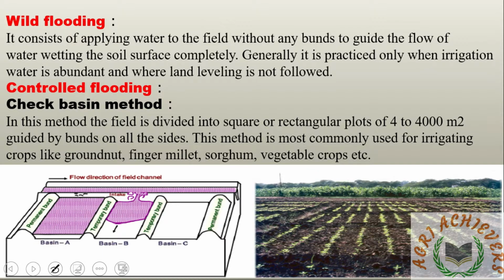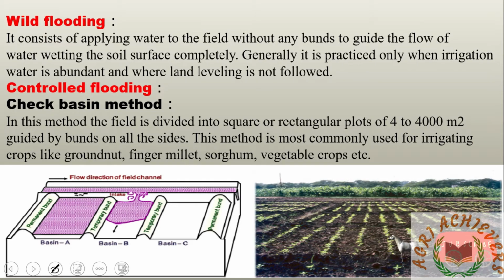Wild flooding. It consists of applying water to the field without any bunds to guide the flow of water, wetting the soil surface completely. Generally, it is practiced only when irrigation water is abundant and where land leveling is not followed. Controlled flooding: check basin method.